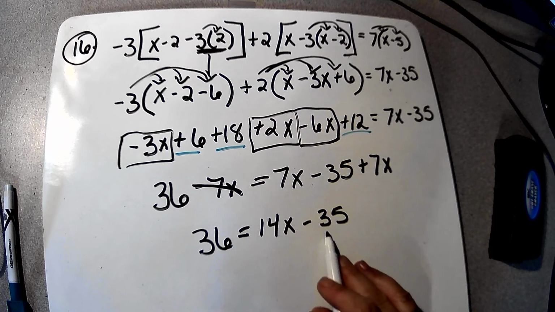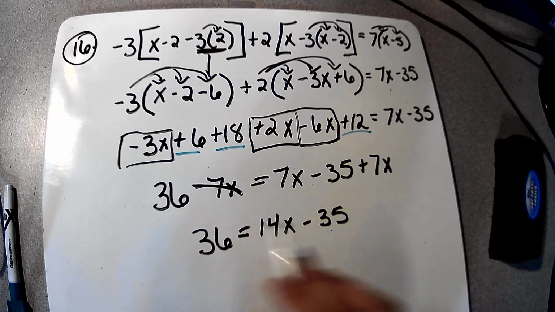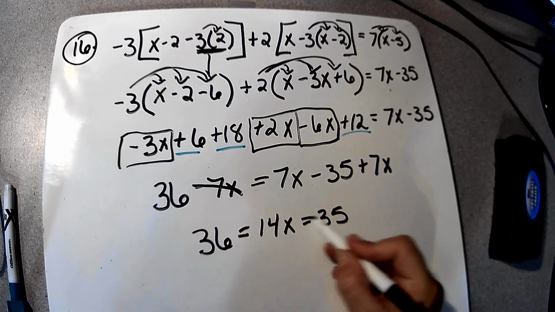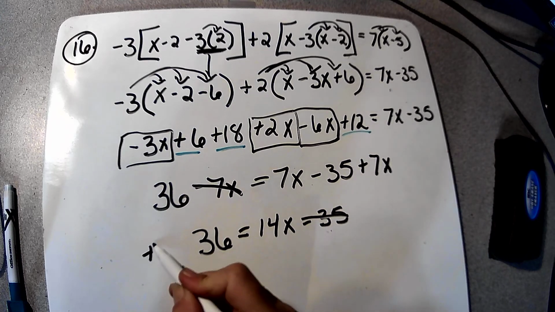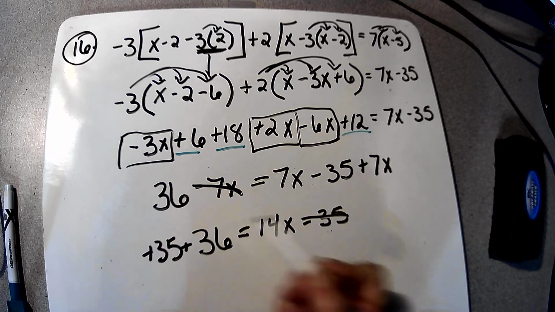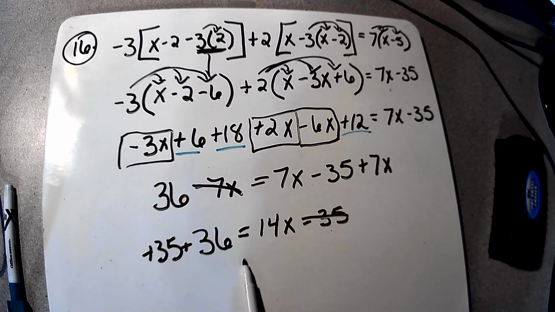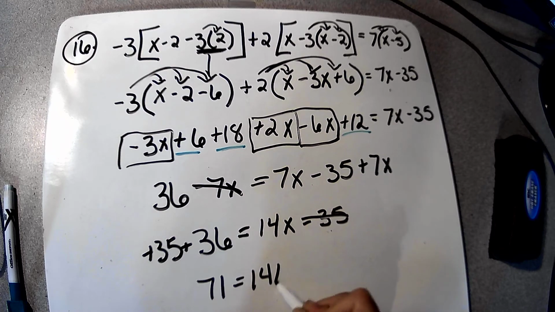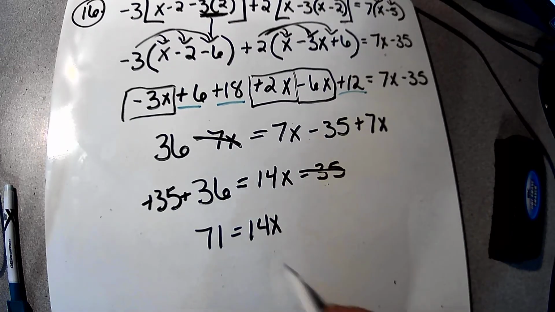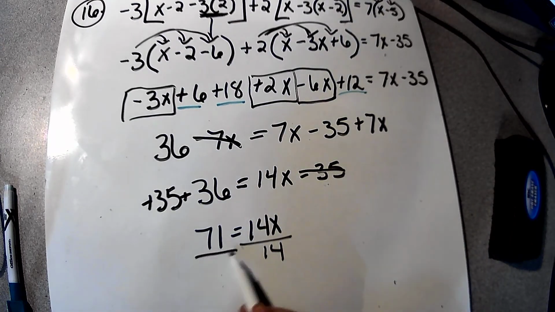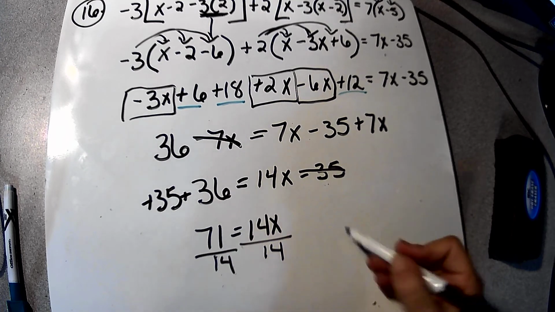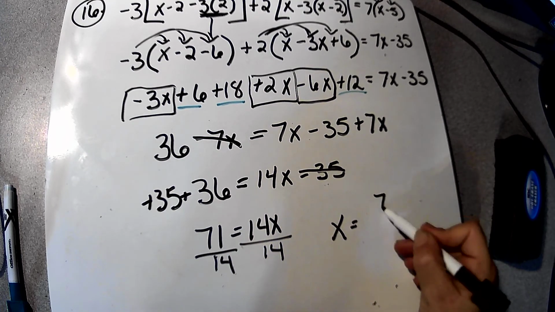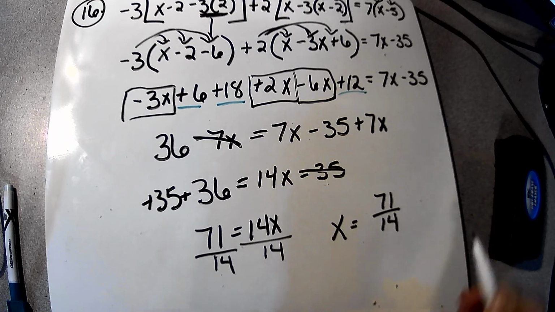Okay, and now I need to do the opposite of that on this side. I'm going to change side, change sign. So I'm going to do plus 35. So 35 plus 36 is going to be 71. And now all I have to do is divide by 14. And our answer is x equals 71 over 14.